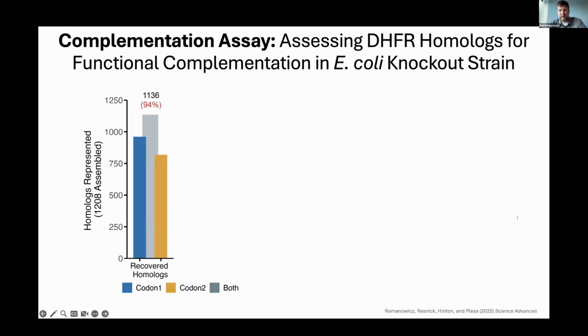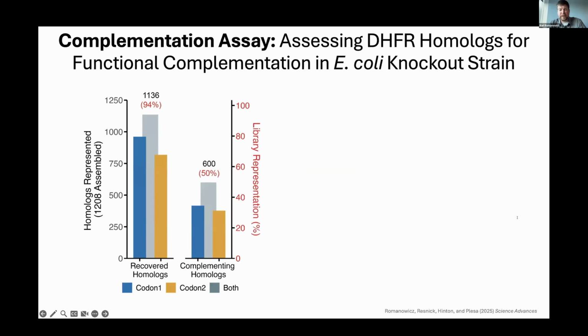For complementation, we were assessing the DHFR homologs for their functional complementation again in these E. coli knockout strains. And so in this first figure, you'll see we successfully assembled 1,208 unique DHFR homologs across 2 codon versions from our original 1536 designs, of which we then actually only recovered 1,136 homologs from our transformation. So that represents about 94% of the assembled library successfully transformed into the cells.